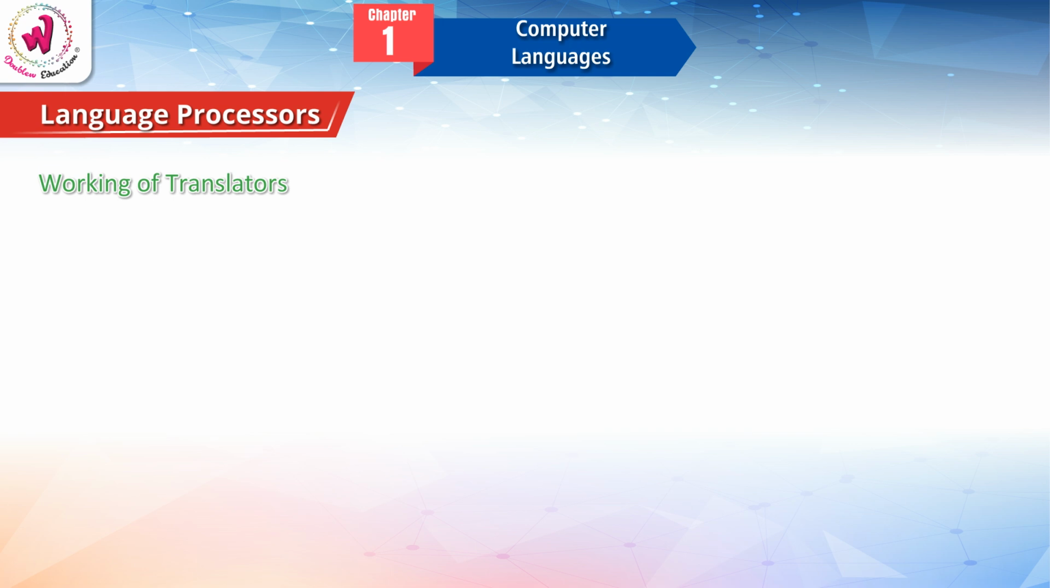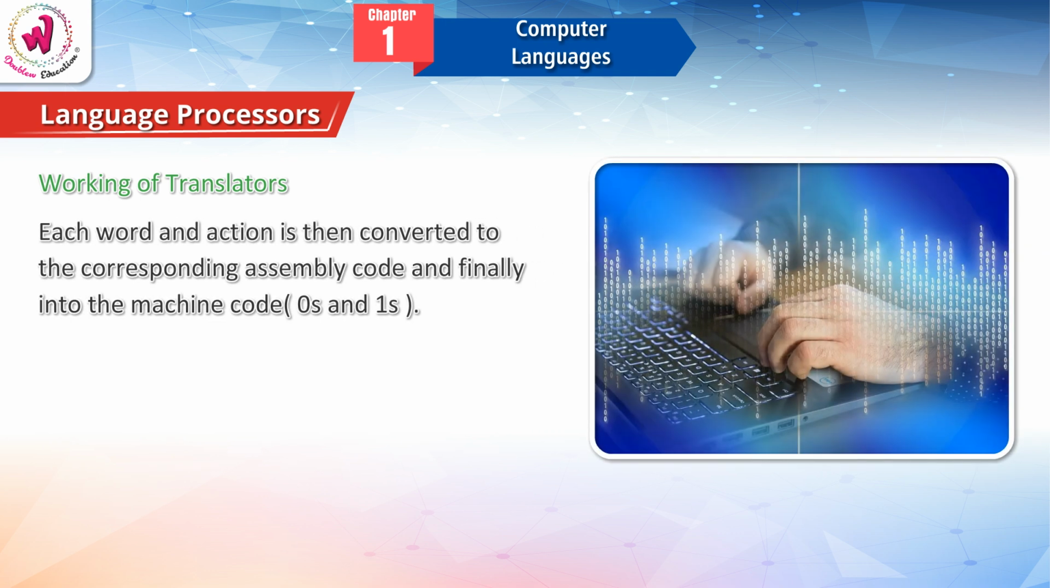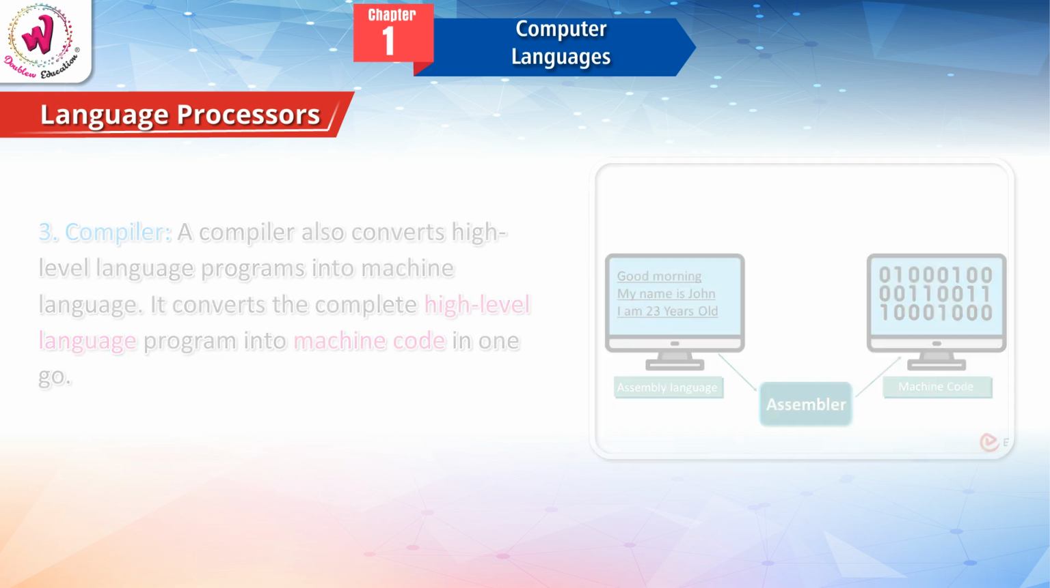Working of translators. They read the entire program and separate every single word. Every word separated is checked for meaning and against the rules of a programming language. Each word and action is then converted to the corresponding assembly code and finally into the machine code, zeros and ones. 3. Compiler. A compiler also converts high-level language programs into machine language. It converts the complete high-level language program into machine code in one go.